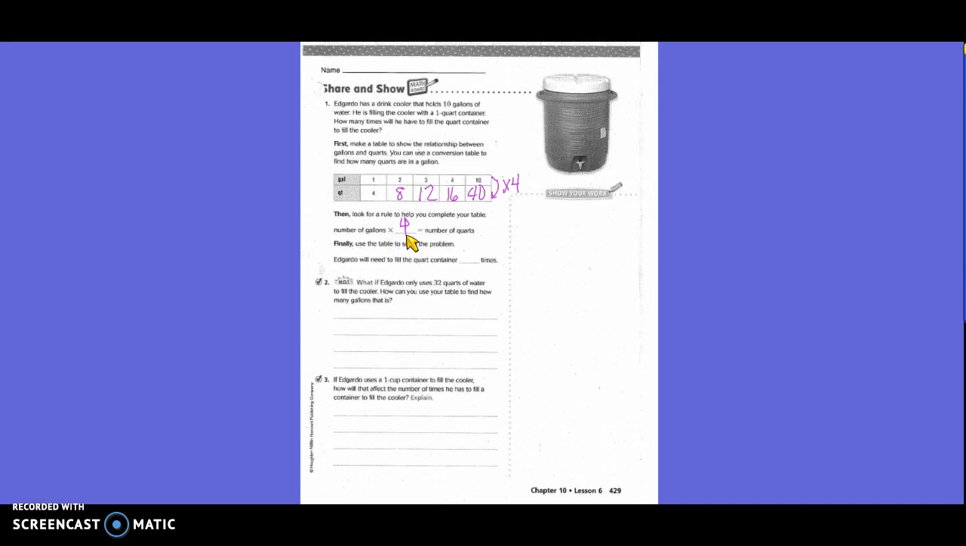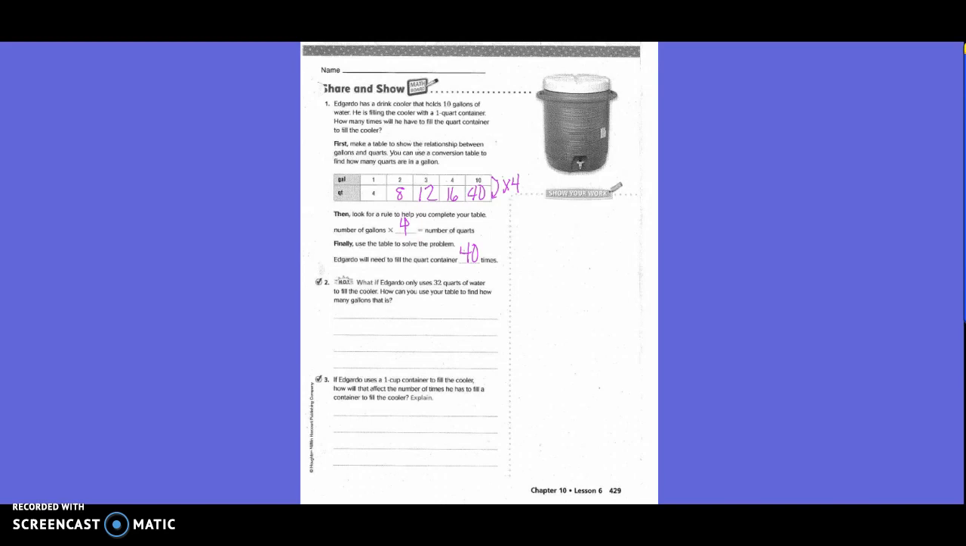Finally, use the table to solve the problem. Eduardo will need to fill the quart container 40 times. So, number 2, what if Eduardo only uses 32 quarts of water to fill the cooler? How can you use your table to find how many gallons that is? So basically, we would do what?